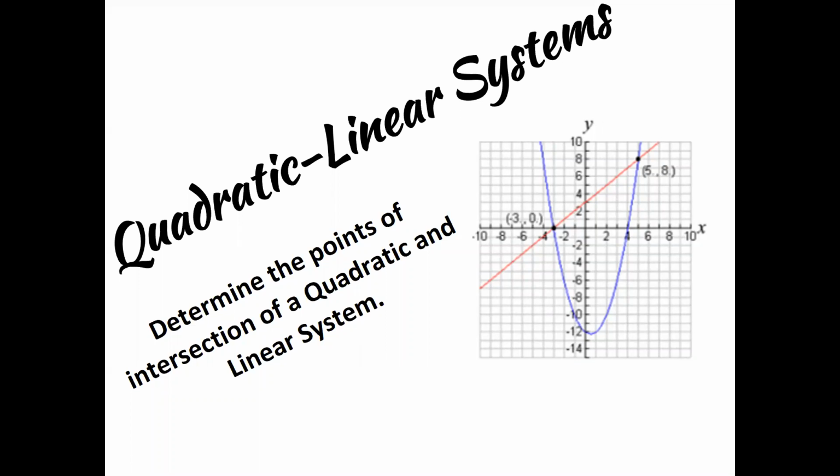So our first lesson for today, we're going to look at systems. Again, we've looked at systems earlier this term, but we looked at linear systems. Today, we're going to branch out and look at quadratic and linear systems. So what that really means is we're going to determine the points of intersection of a quadratic, a parabola, seen in blue, and a linear equation, which is just a line. So today we're going to compute where a line and a parabola intersect.